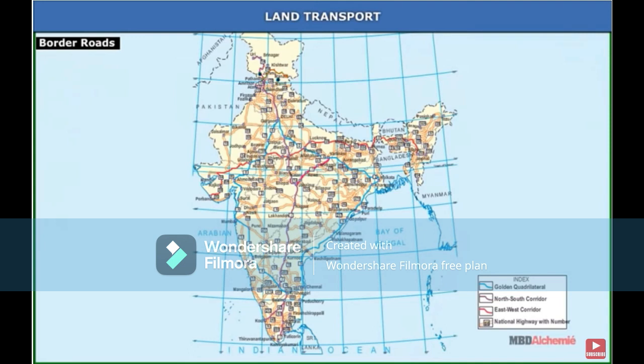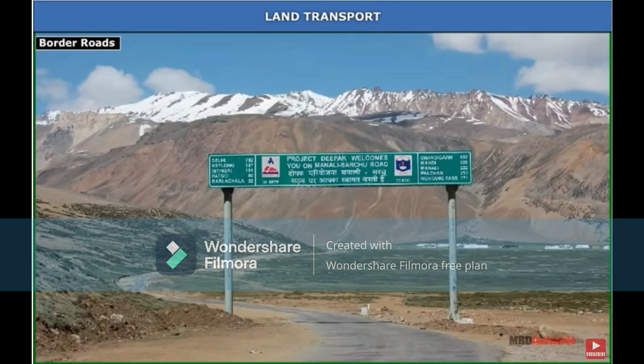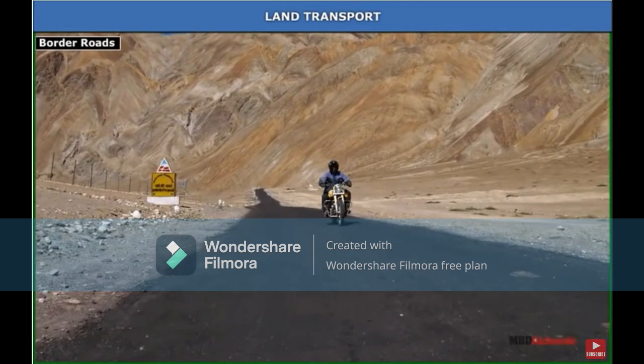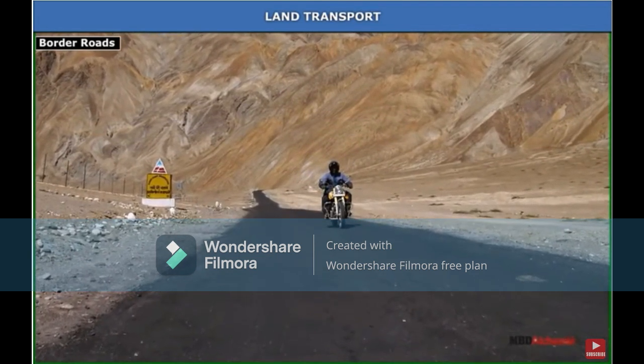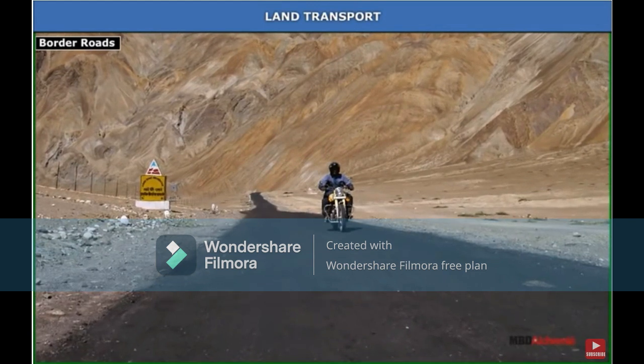Land transport. Border roads. The Border Road Development Board was established in 1960. It has constructed about 27,925 km-long metalled roads in border areas. It has constructed the world's highest road from Manali, Himachal Pradesh to Leh, Jammu and Kashmir. The average height of this road is 4,270 meters.